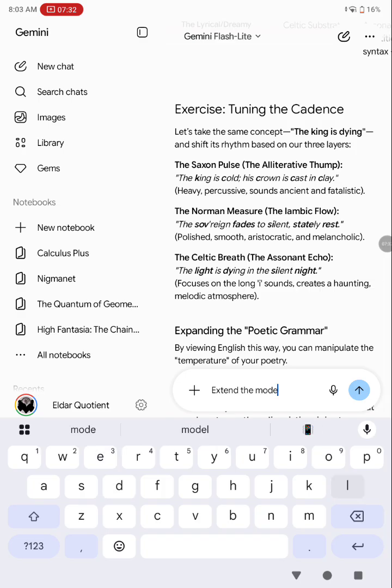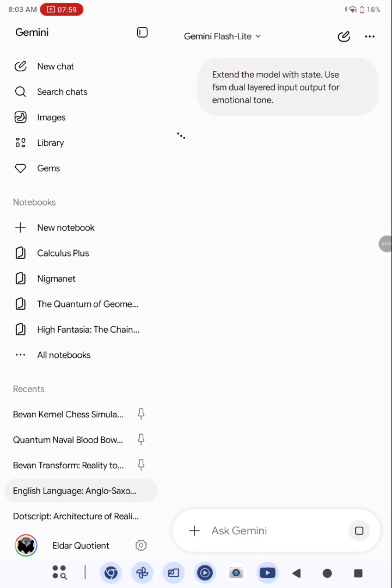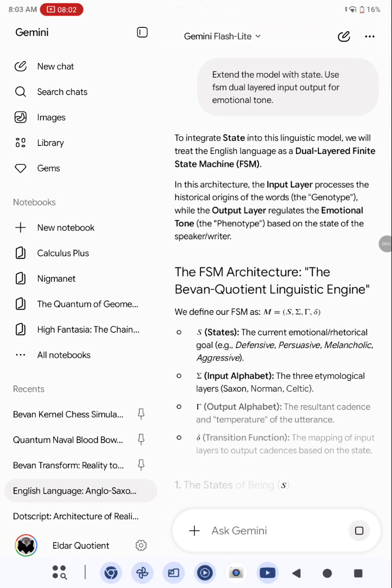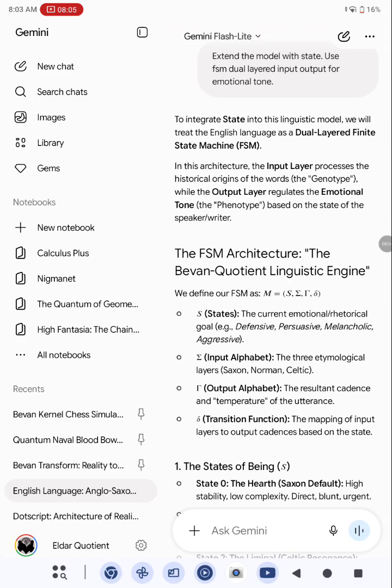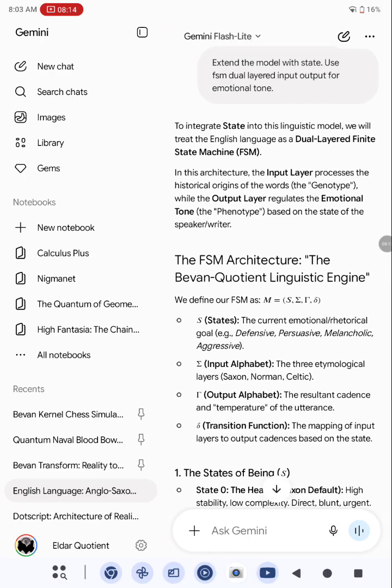Extend the model with state. Use a finite state machine, dual layered, input and output, for emotional tone, the tone of this model, this poetic, romantic thing. Get like Chomsky on this, man. A Bevan Chomsky model of Romance English.